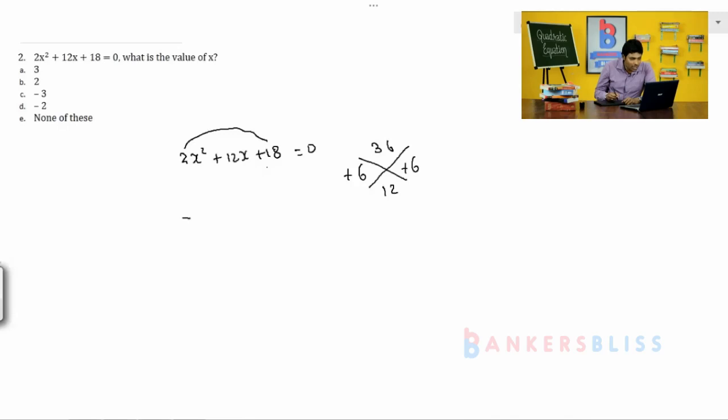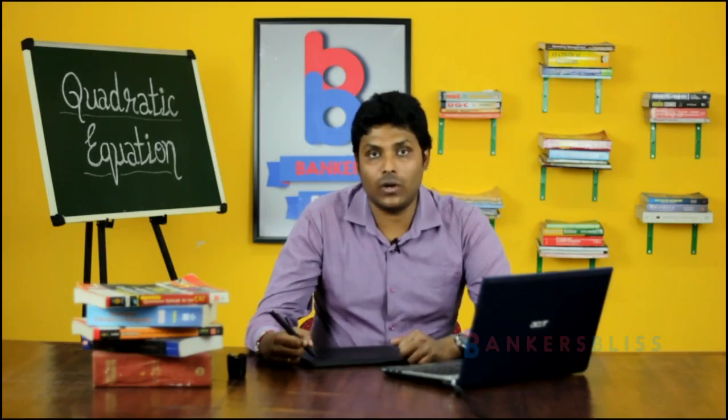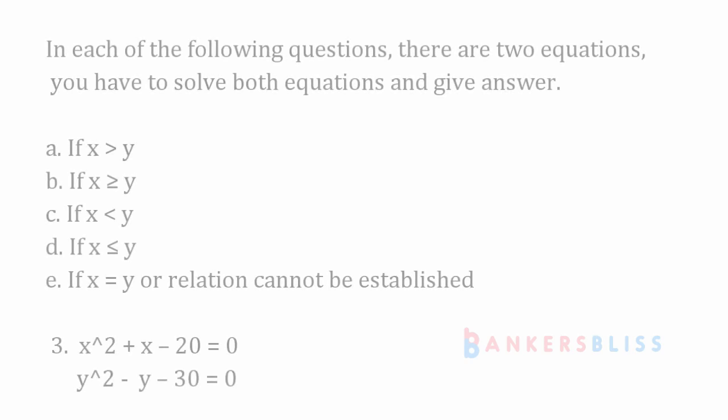So your answer is minus 6 by 2 and minus 6 by 2. So 2 3s are 6, minus 3 and minus 3. Your answer is minus 3 and minus 3. So option C is your right answer. Let's move on to the next problem.